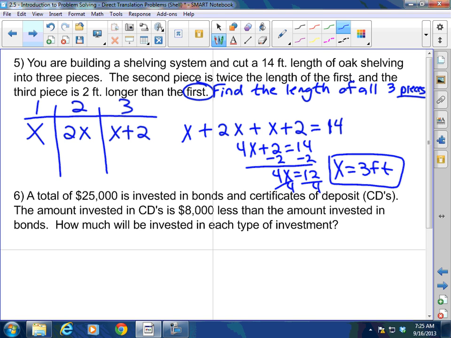So my first piece is 3 feet. Second piece is 6 feet. And my third piece is 5 feet. 3 plus 2 is 5. Bam. Easy peasy.